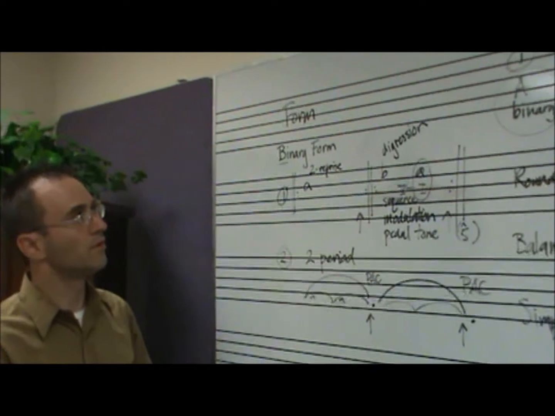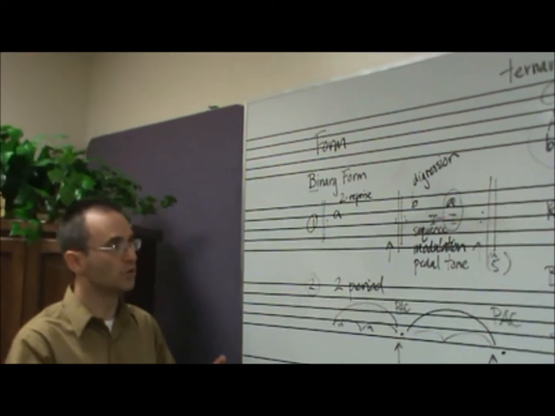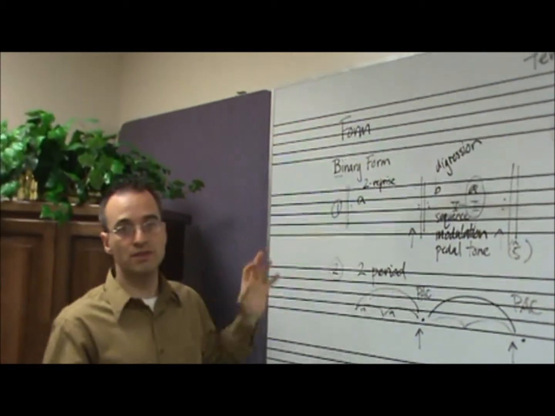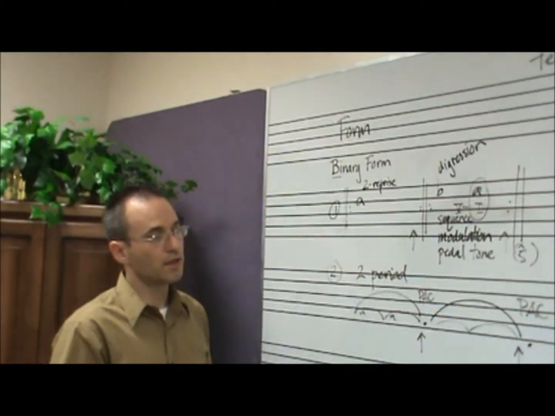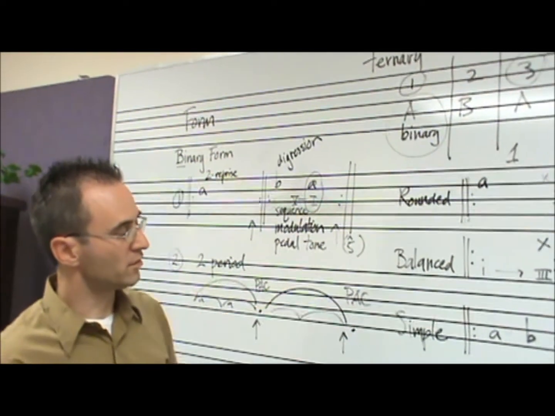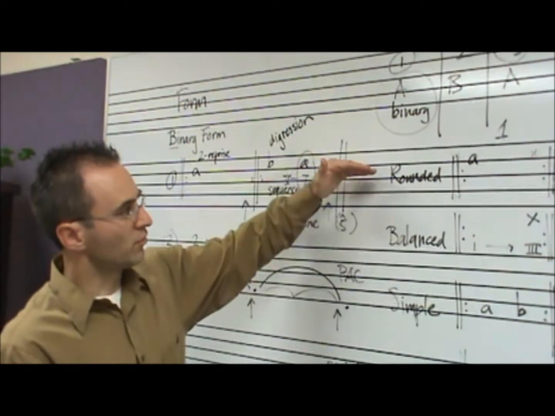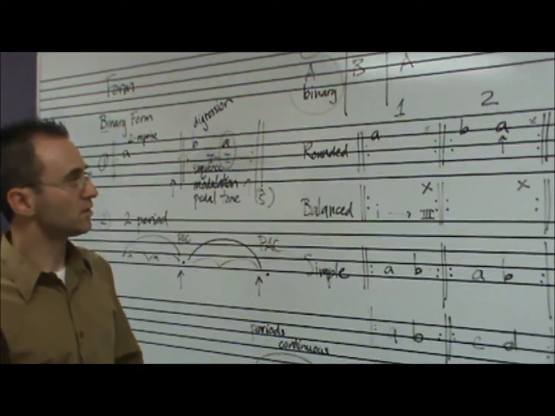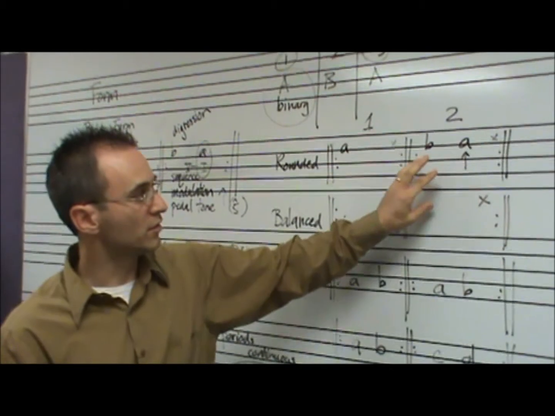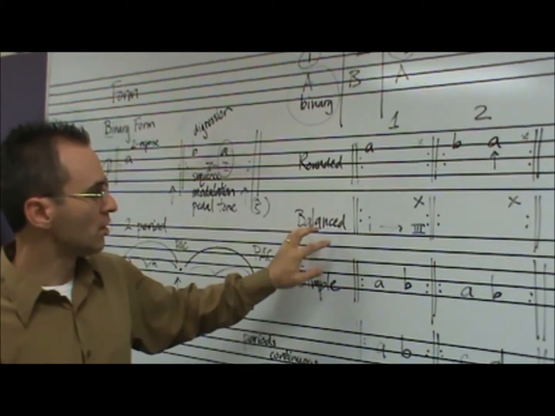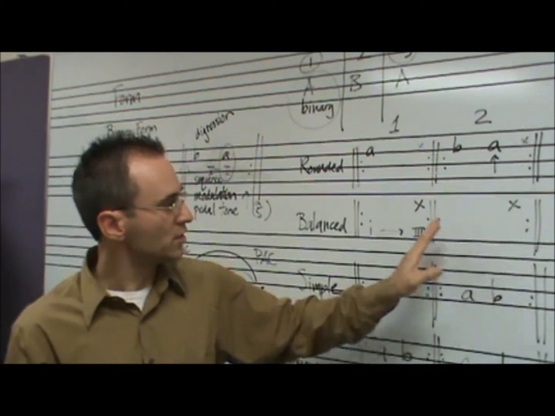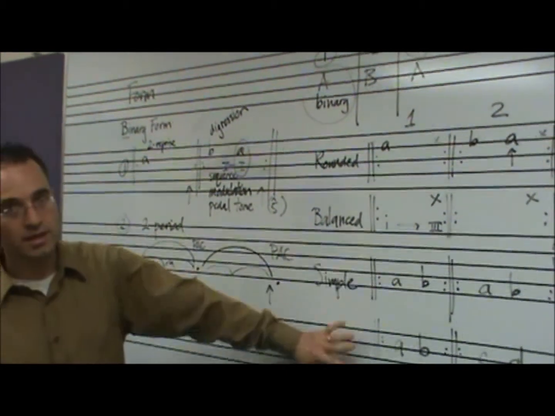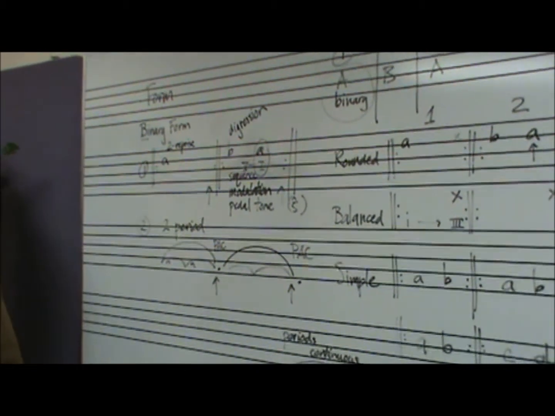Okay, that'll do it for binary. Let me just go back over what we've said. Binary form, all form, has to do with departure and return. And there are several labels that we have to handle that. We have rounded patterns, balanced, and then simple, which takes care of everything else. Either the opening comes back after some digression, or the ends match, so the end of section 1 comes back at the end of section 2. Anything else fits under simple.